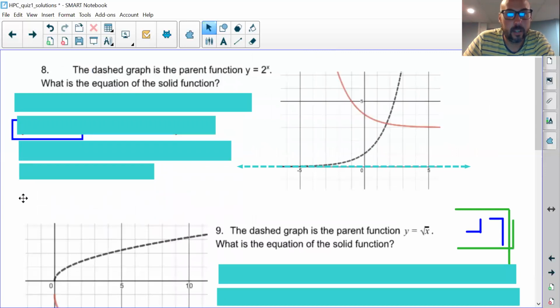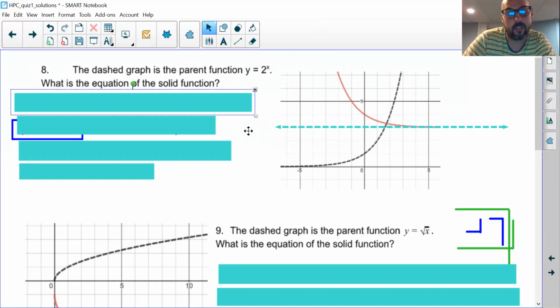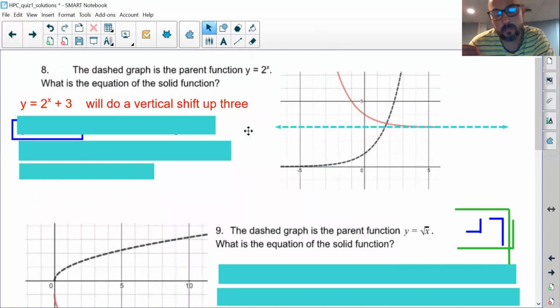Last page. All right, the dashed line is 2 to the x power. And notice there's a horizontal asymptote here at y equals 0. The new function has a horizontal asymptote at y equals 3. So that's the first thing that I notice. I don't know what you noticed first, but if the new horizontal asymptote is y equals 3, everything got shifted up 3. So plus 3 is part of your answer at the end.